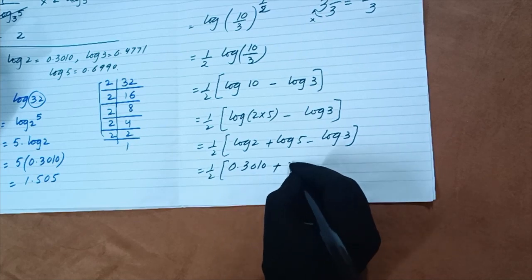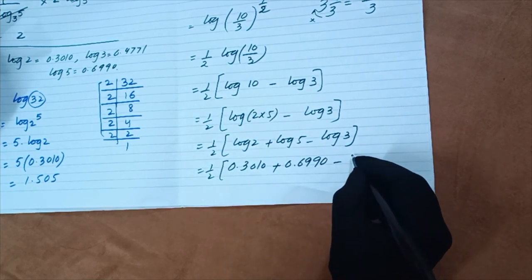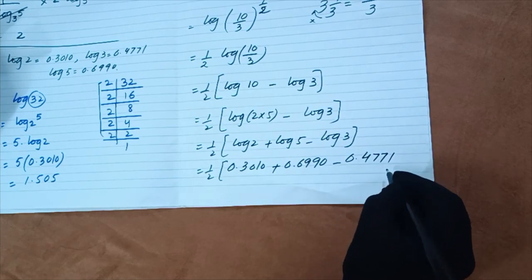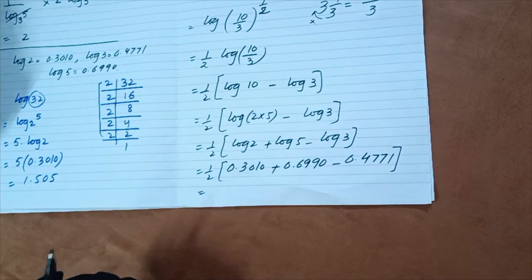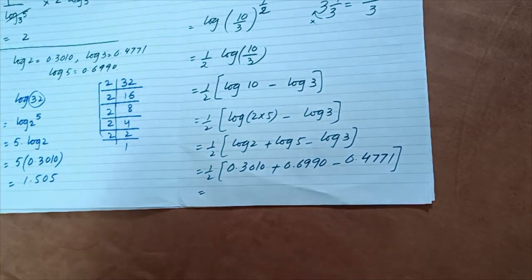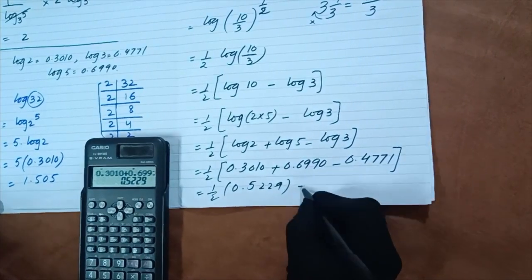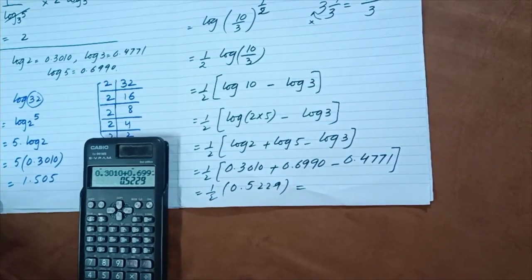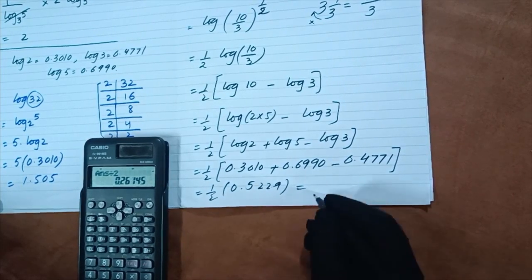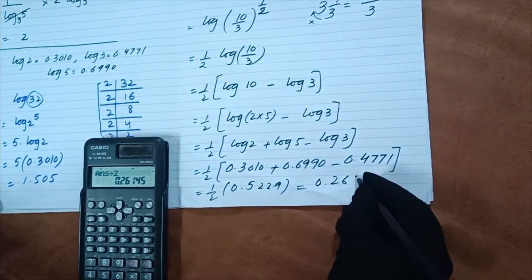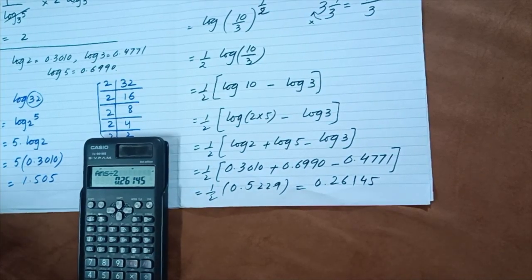0.3010 plus log 5, 0.6990, minus log 3, 0.4771. On calculating these three and then dividing by 2, you will get the answer. So this answer divided by 2, the final answer is 0.26145. Okay.